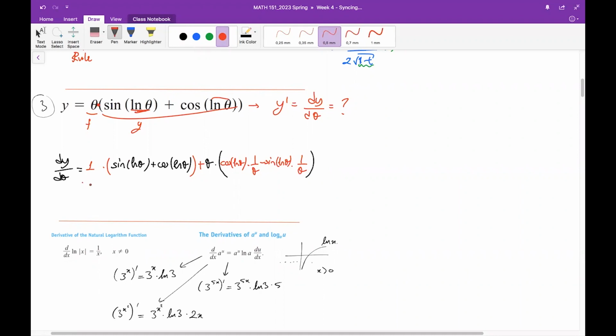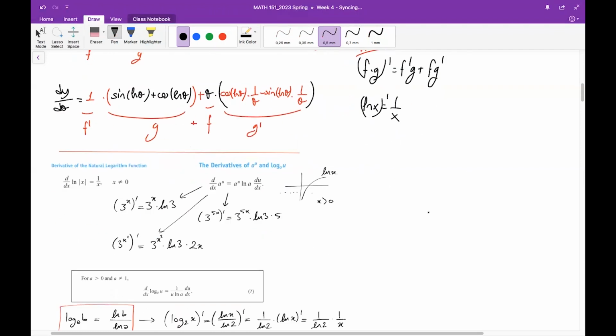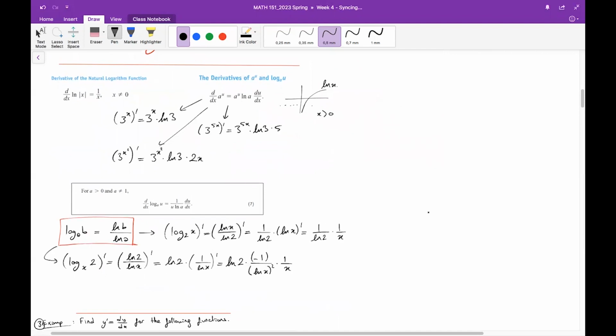What happened here is, this is f prime times g plus this is f times g prime. We applied product rule, which is given like that. f prime g plus f g prime. Is everything fine with this example? And maybe I can also recall to you the derivative rule for ln x. It is 1 over x. Okay, can we move on? Is it okay? Let's move on, no questions as far as I can see.